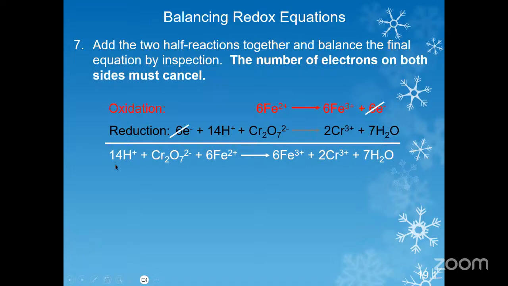in the case of hydrogen, we have 14 hydrogens here. We have 14 here, 7 times 2, so that's balanced. We have 2 chromiums here. We have 2 chromiums here, so that's balanced. We have 7 oxygens here, and we have 7 oxygens here, so that's balanced. And we have 6 irons here, 6 irons here, that's balanced.